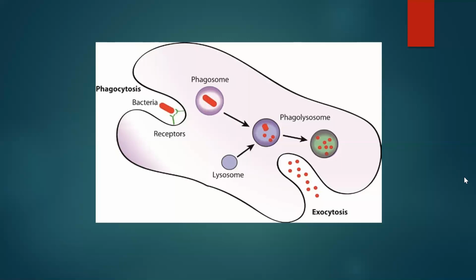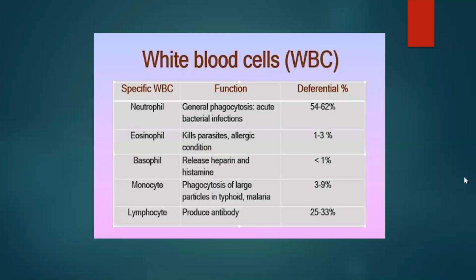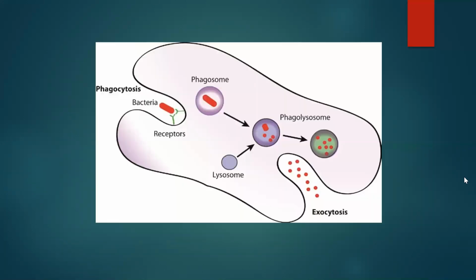I hope you understood what phagocytosis is, because in the last slide, the function of neutrophil and monocyte is related to phagocytosis. So I thought it's a very important thing, so I explained it with the help of a diagram.